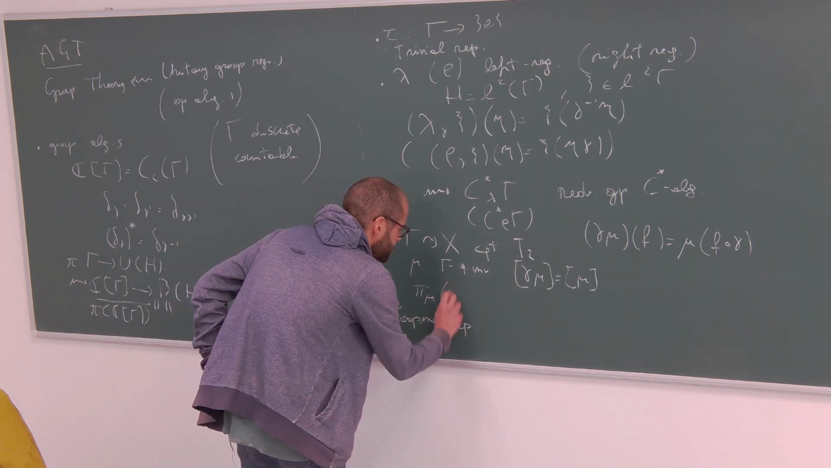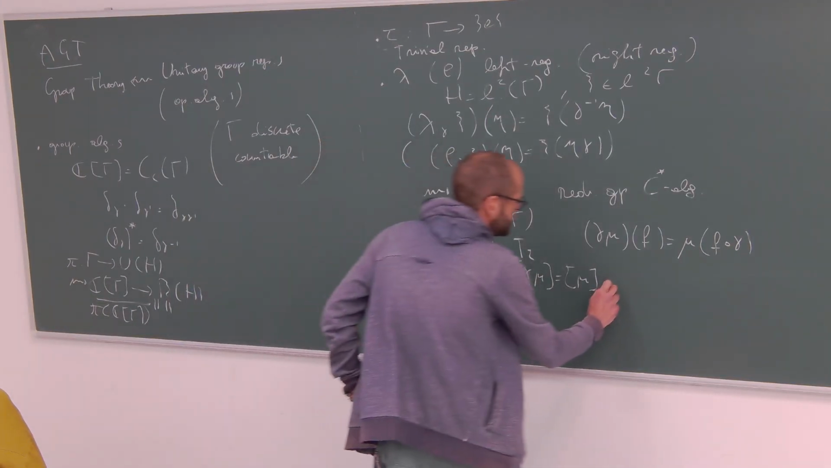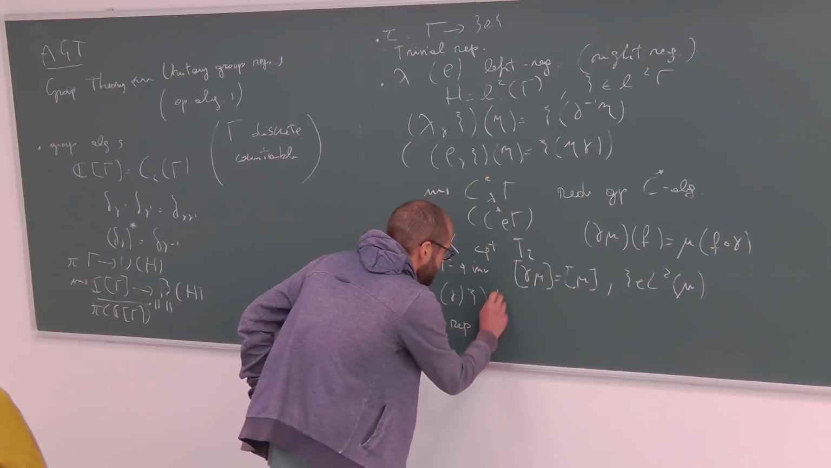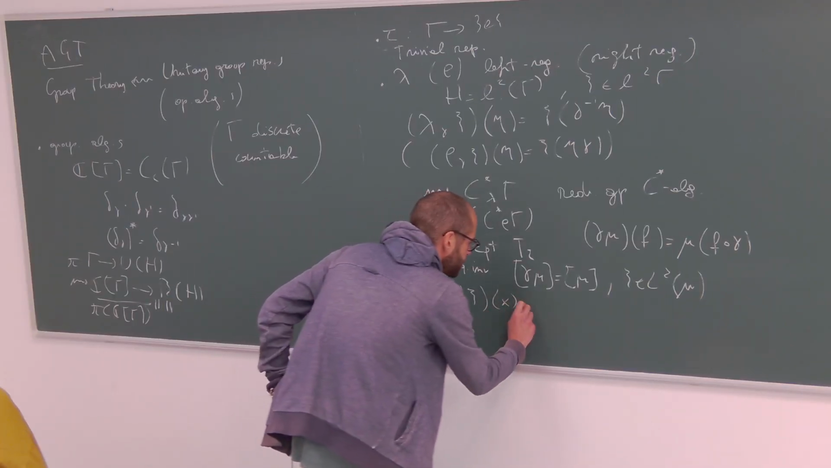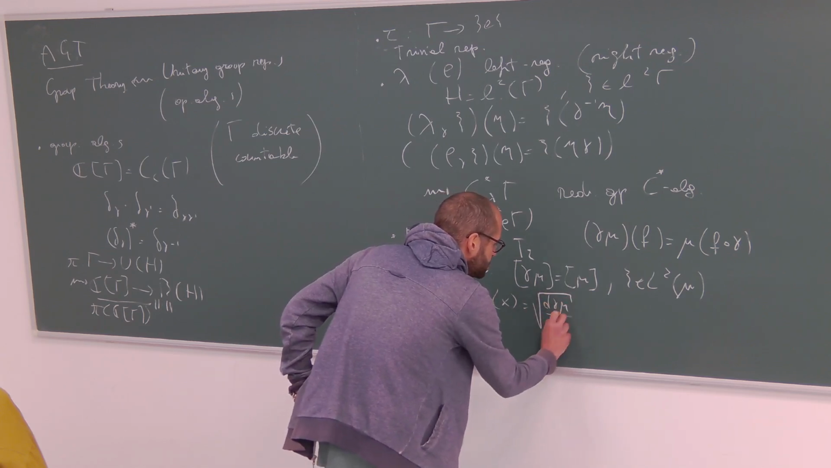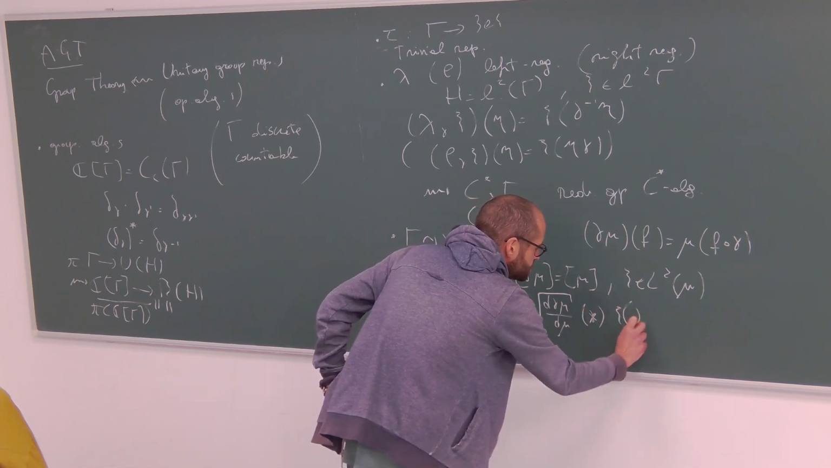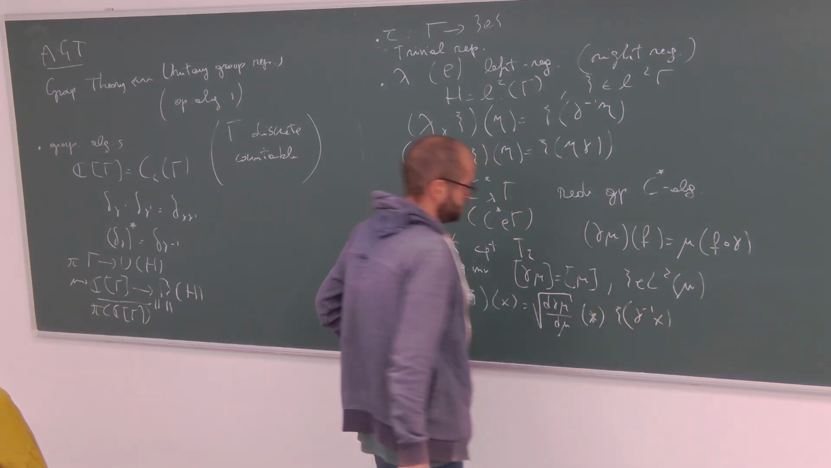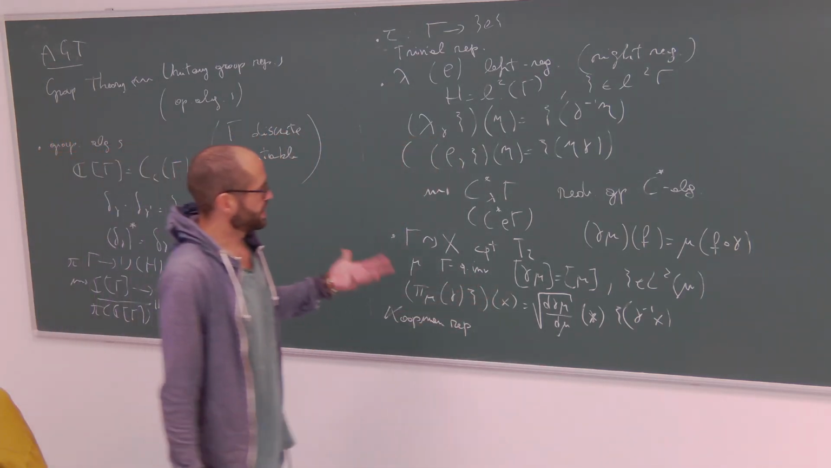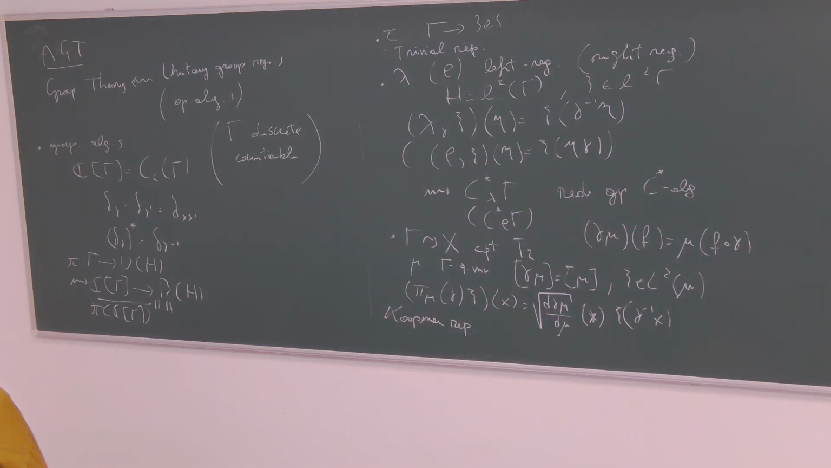I say that pi of mu of gamma evaluated against psi, where psi now is in L2 of this measure, almost everywhere evaluated in point x, is the square root of the Radon-Nikodym derivative of gamma mu with respect to mu, evaluated in x, times the translation. And this actually gives a unitary group representation. So at this point we have at least some unitary group representations to work with.